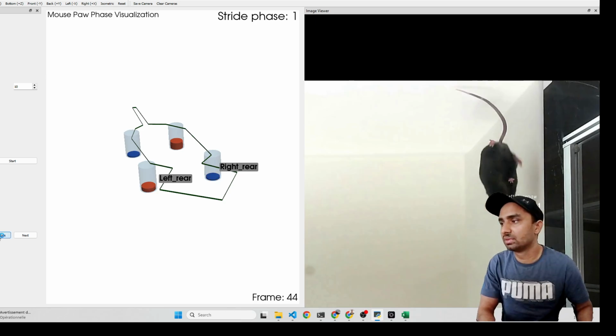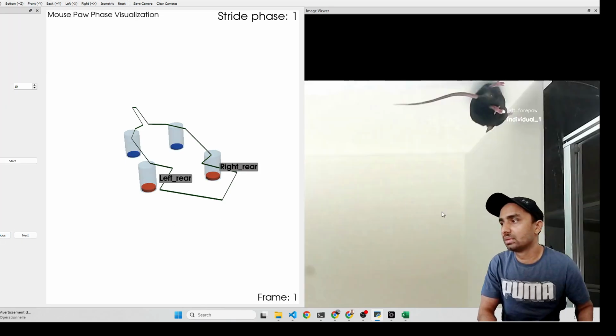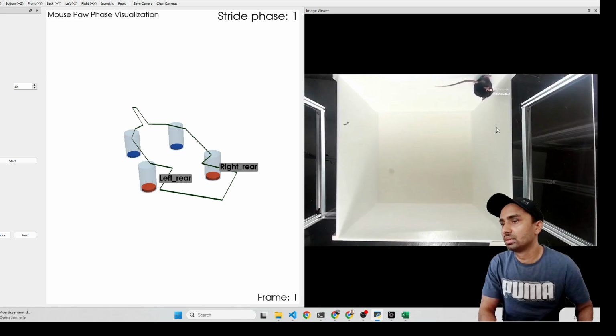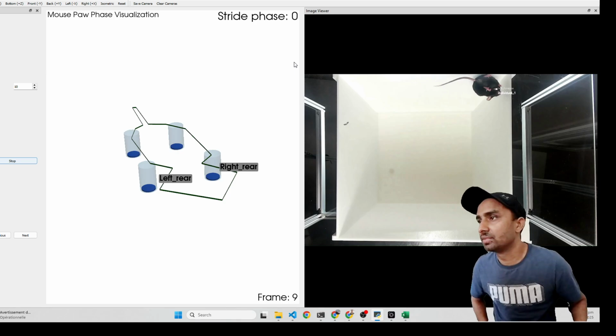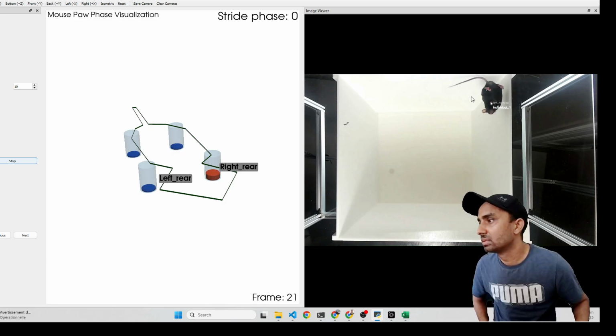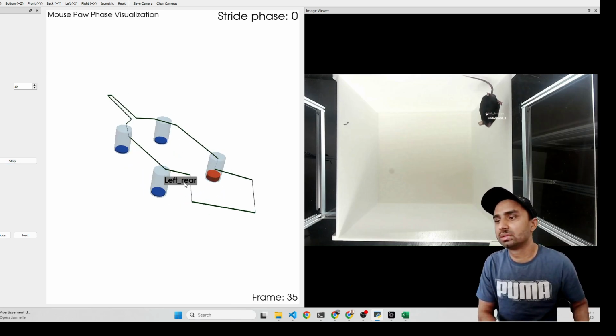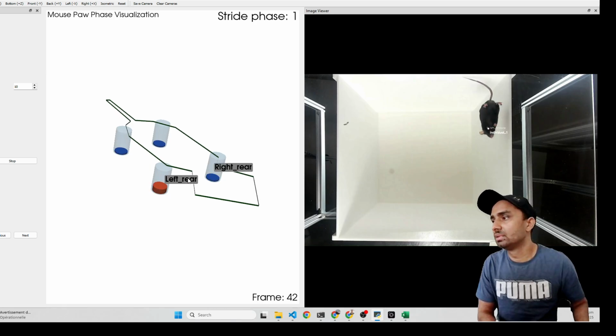So if we start playing, we can see the different phase cycles of this rodent, and we can visualize the paw movement.